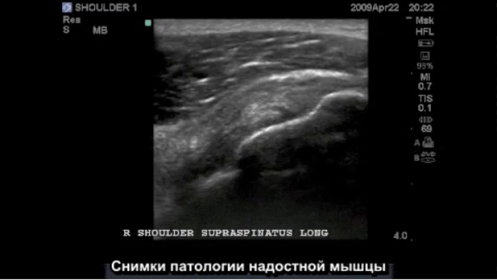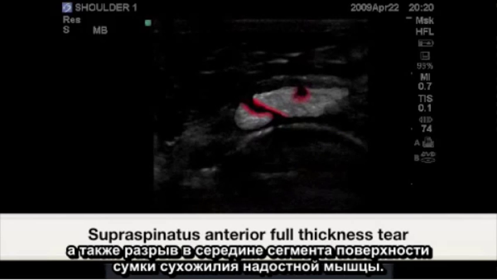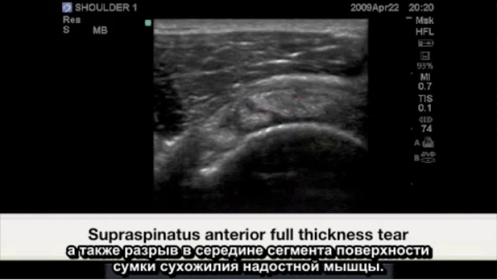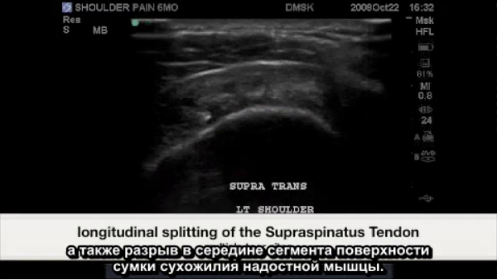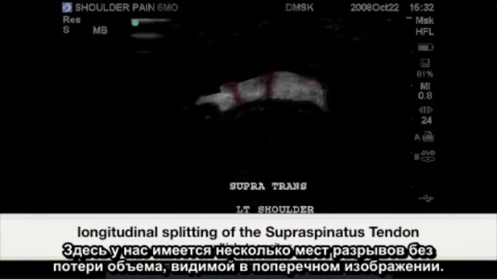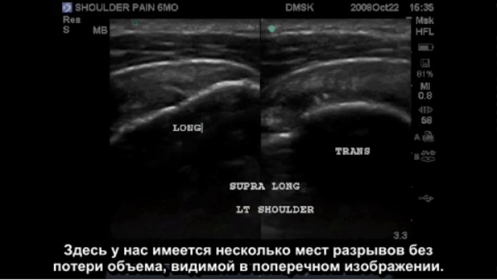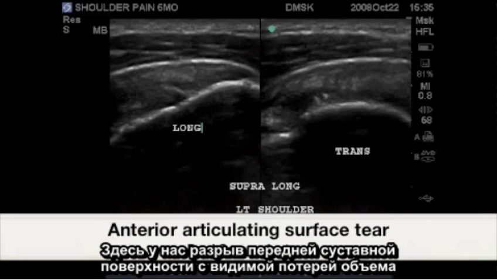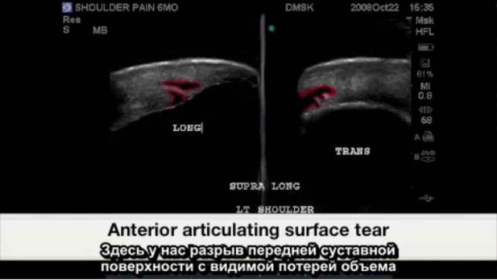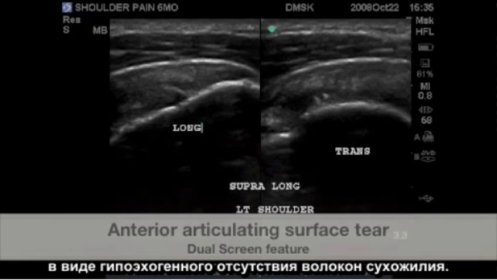Supraspinatus pathological images. This image demonstrates an anterior full thickness tear as well as a bursal surface mid-segment tear of the supraspinatus tendon. Here we have multiple tear sites with no volume loss identified in the transverse image. Here we have anterior articular surface tearing demonstrating volume loss as hypoechoic absence of tendon fibers.